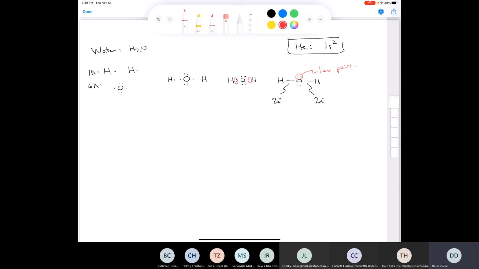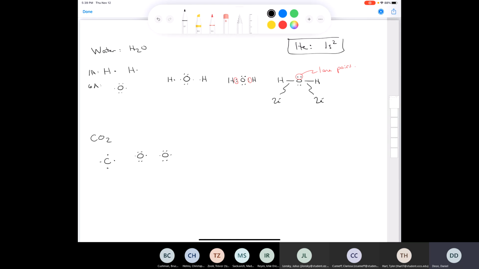With that in mind, let's take a look at a couple other examples. Let's take a look at an example that has a double bond. If we think about CO2, that's carbon dioxide. Carbon is in group 4A. It's got 4 valence electrons, 1, 2, 3, 4. Oxygen, again, is in group 6A. It's got 1, 2, 3, 4, 5, 6 valence electrons. And the other oxygen has 1, 2, 3, 4, 5, 6 valence electrons, like that.